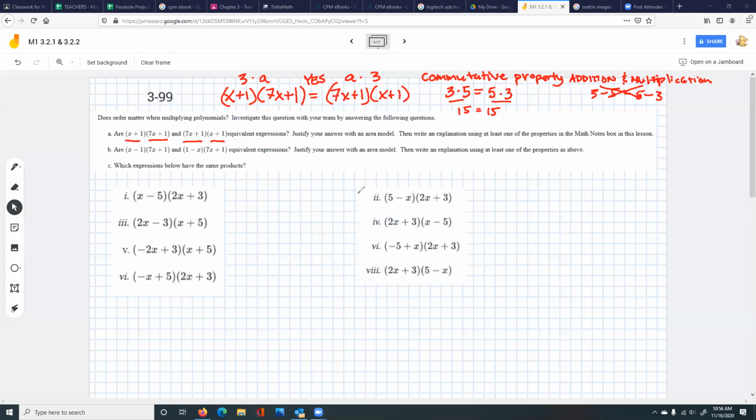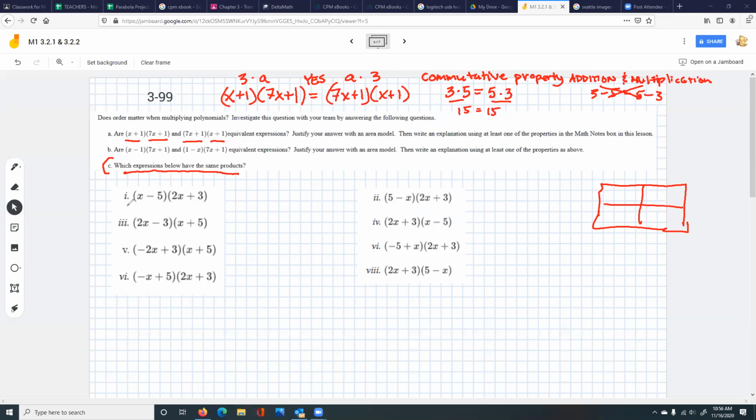So instead of doing all these, we could do 2 by 2s for all of these. I could do more of that, but I think you get the idea. Let's just match the ones that are the same because part C says which expressions below have the same products. So take a second to copy these down. Go ahead and copy these down.